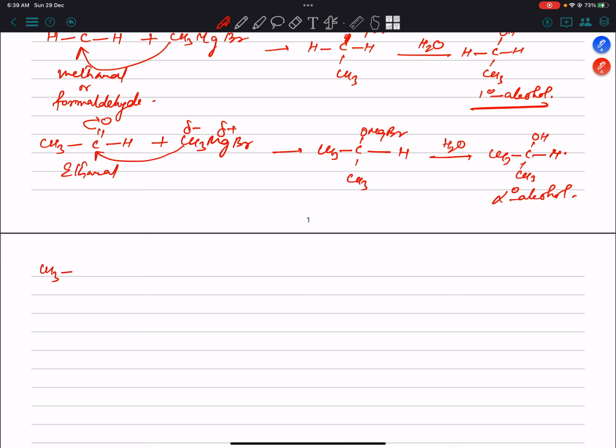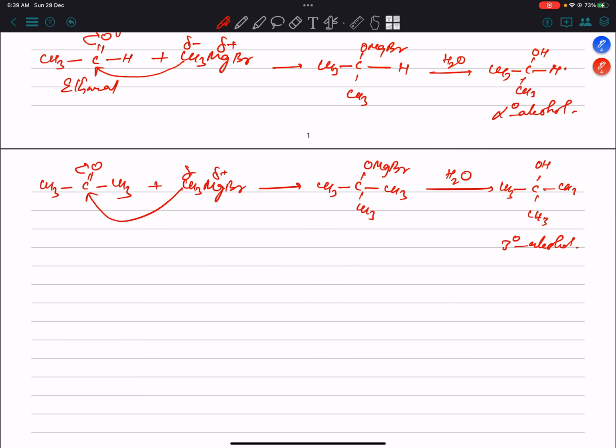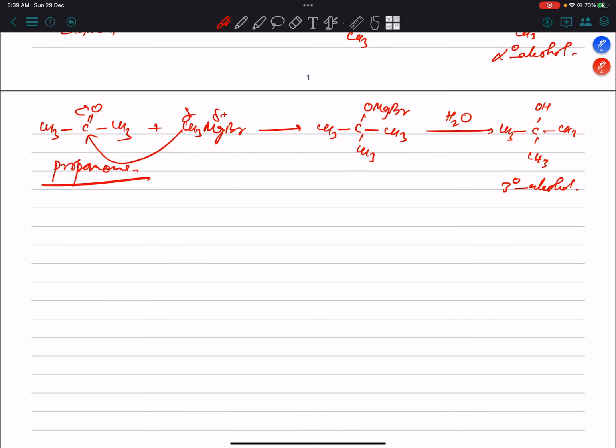Now, if I take a ketone with Grignard reagent, let's see what happens. This is del plus, del minus. This is again the addition product, and then further hydrolysis will give an alcohol. This alcohol is a tertiary alcohol. So if you take ketone with Grignard reagent, then it gives tertiary alcohol.